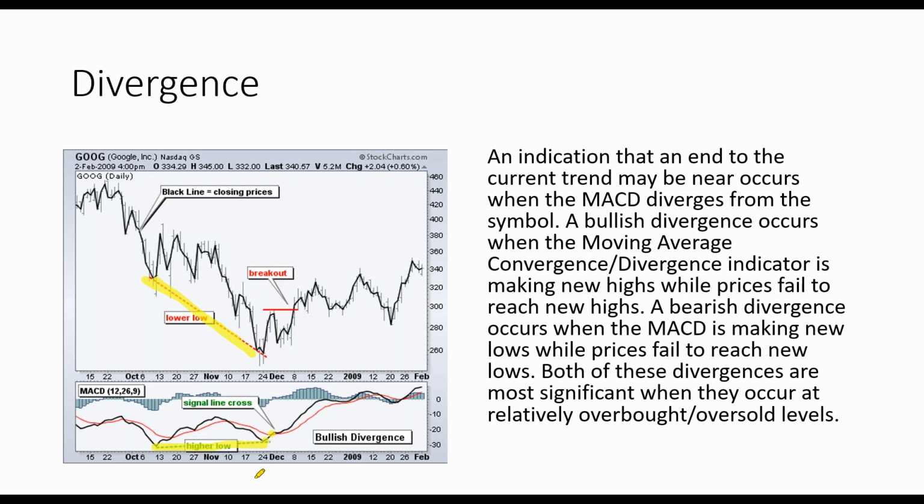So the moving average divergence indicator is making new highs while price fails to reach new highs. A bearish divergence occurs when the MACD indicator is making new lows, the exact opposite. But when this occurs, it's a very strong indication that the trend is ending.